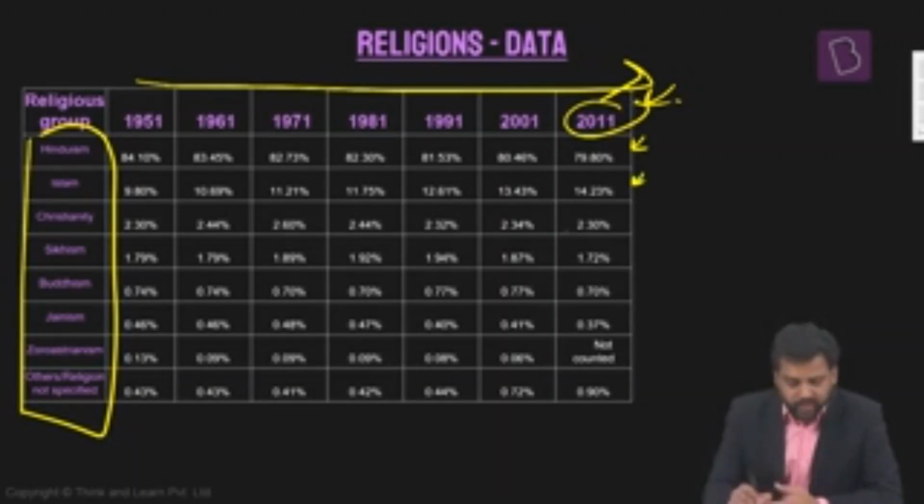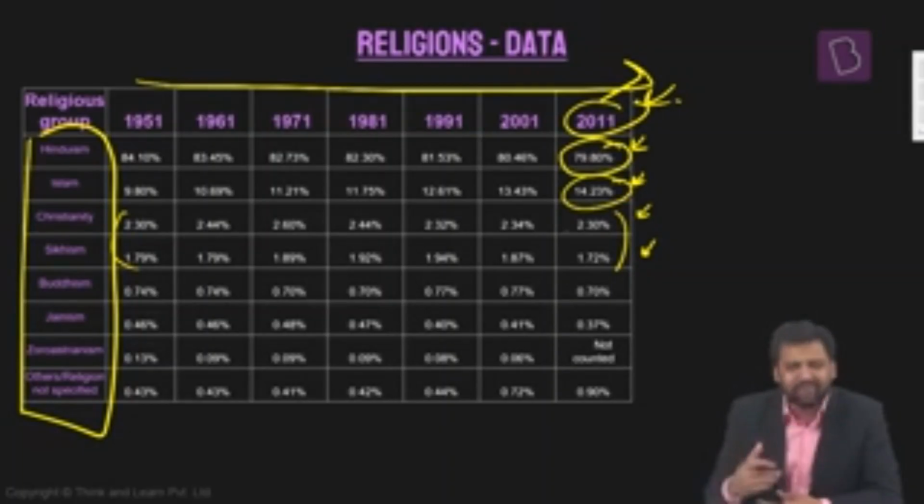Somewhere around 14% follow Islam, Christianity 2.3%, Sikhism 1.7%. And you can notice that from the 1950s till now, the proportion of Christians and the proportion of Sikhs has remained more or less the same, has not changed. The Muslim population has gradually increased over a period of time. The Hindu population, as a proportion of the total population, has slightly declined. But again, when we study the chapter on population, there's one session on population as well, you'll realize how these changes happen.